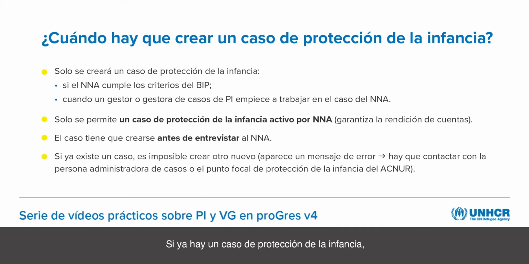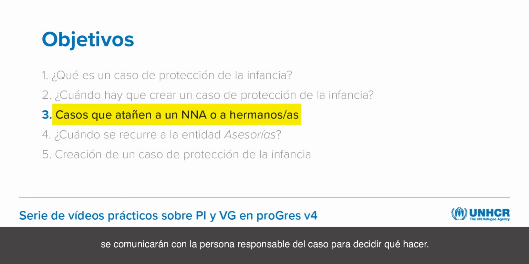If a child protection case already exists, an error notification will appear. In this case, you should contact the case manager or UNHCR Child Protection Focal Point to resolve the issue. The case manager or UNHCR CP Focal Point should contact the case owner to identify how to proceed.